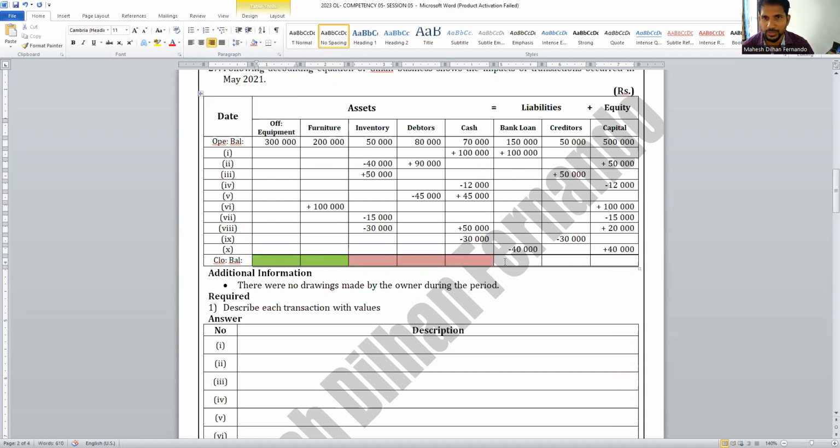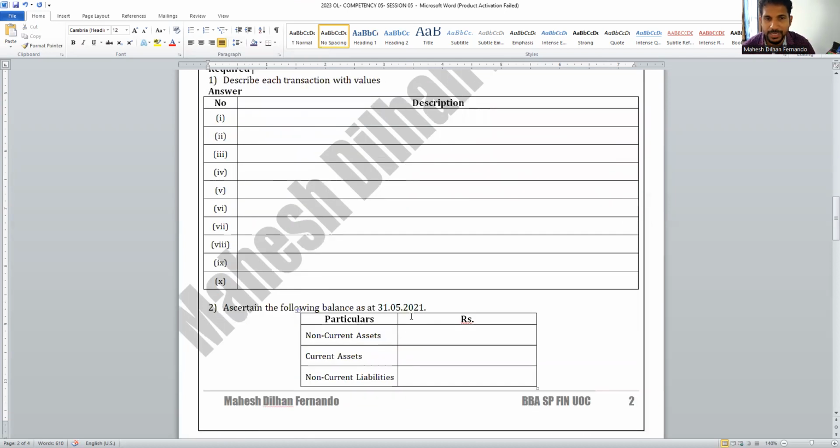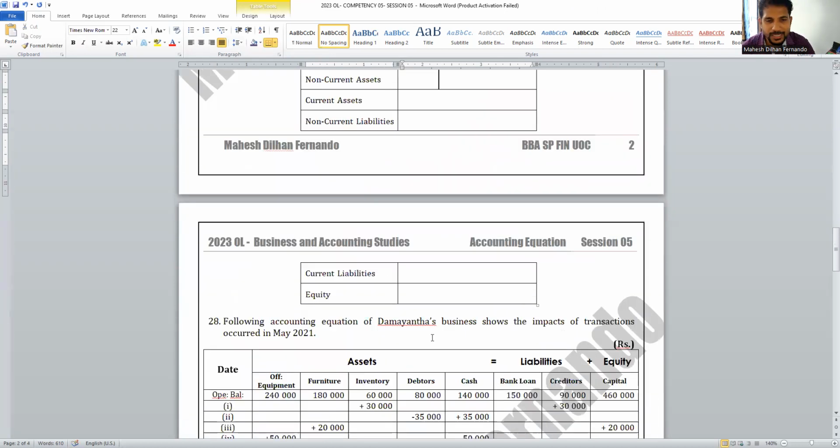Cash. Non-current liability, this is a non-current liability. Current liability and equity. Calculate the closing balances and record them here. Right. Let's move to the next one.